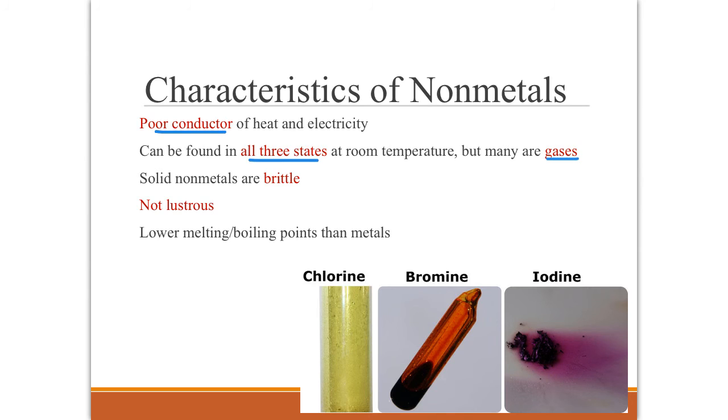Nonmetals that are solid are brittle. You can't make them into a thin sheet or a foil. You can't pull them into a wire. They are not shiny. They are not lustrous. And they have lower melting points than metals, which is why they are going to be liquids or gases. Bromine is a liquid nonmetal. Most are either gases or solids, but many of them are gases.